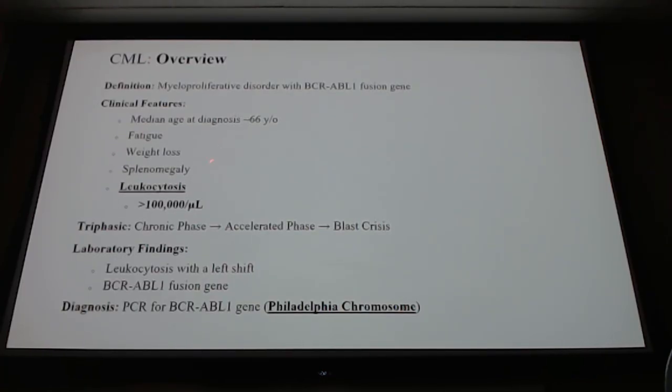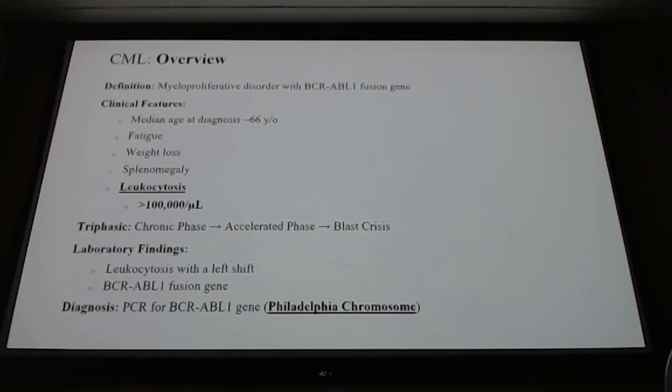So, fatigue, weight loss, what are those symptoms again? These symptoms, right? Splenomegaly, leukocytosis. So when we talk about leukemias, we're really focused on the white blood cells. The leukocytosis is greater than 100,000. We're going to go into much more depth about CML tomorrow, but this is unique as it has this triphasic course, which we'll talk more about. Chronic phase, accelerated phase, blast crisis. When I say leukocytosis with left shift, what am I talking about? Left shift is what?